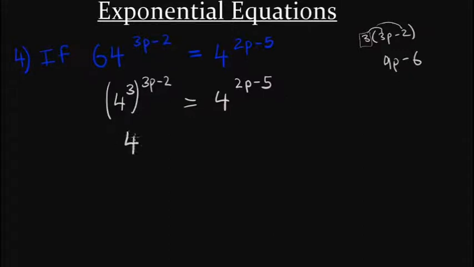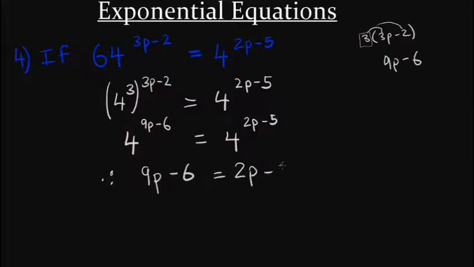So we can rewrite this as 4 raised to 9p minus 6. This is equal to 4 to the 2p minus 5. So we have gotten both bases to be the same, and we have simplified the power so that we only have one power on each side and one base on each side. So therefore, we can go ahead and equate the powers. 9p minus 6 is equal to 2p minus 5.